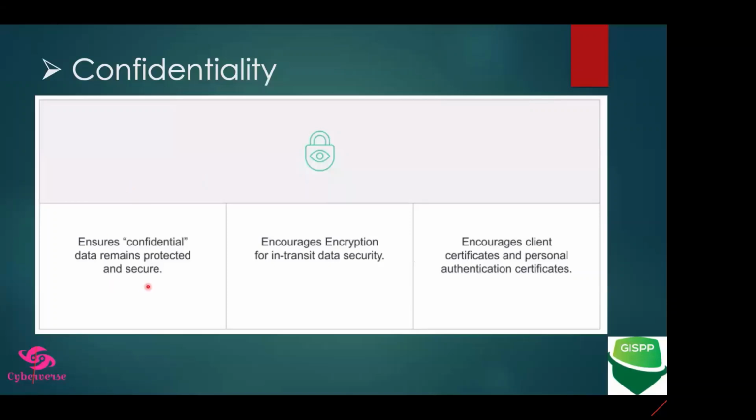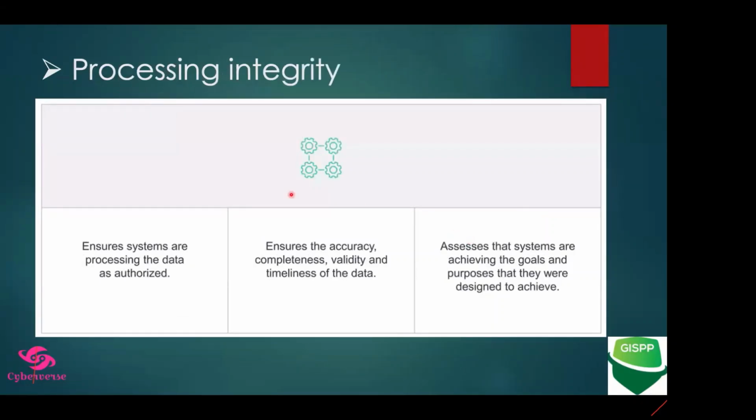Confidentiality means your information remains confidential. And it encourages encryption for in-transit data security, and it also encourages client certificates and personal authentication certificates. Number 4 is your processing integrity, PI, which ensures your systems and the processing of their data remains authorized. It talks about the accuracy, completeness, validity, and timeliness of the data. And it also talks about how we can achieve the goals and purposes that were designed to achieve.